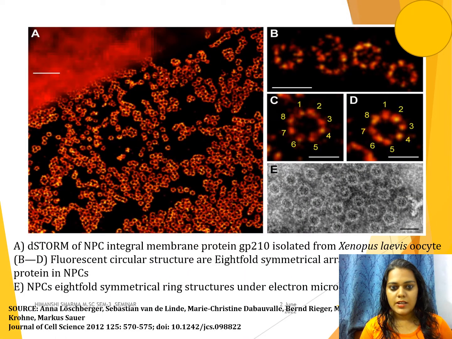Now this is the D-strom image of NPC and the integral membrane protein GP210, which is isolated from Xenopus laevis oocyte. And these B to D structures are the fluorescent circular structures. These show the eightfold symmetrical arrangement of the GP210 protein in NPC. And this is the electron microscope image of NPCs.